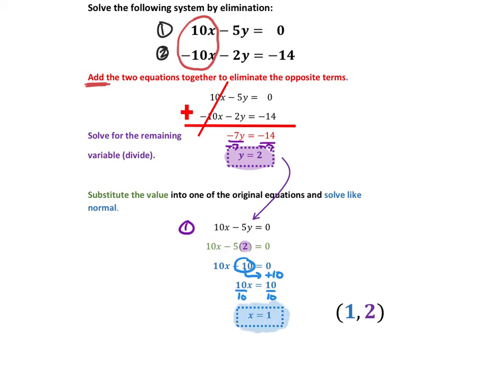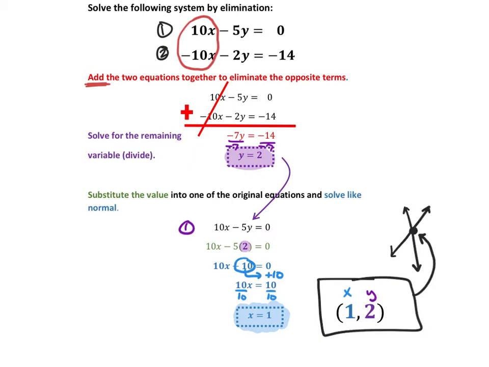And now that I have, again, both the x and y term, I want to put them into the coordinate point as x comma y. This is my final solution to this system. I can always throw this system into Desmos, solve it for y, and check and make sure that 1, 2 is the point where these 2 lines intersect, because that is the graphical solution to a system of equations.